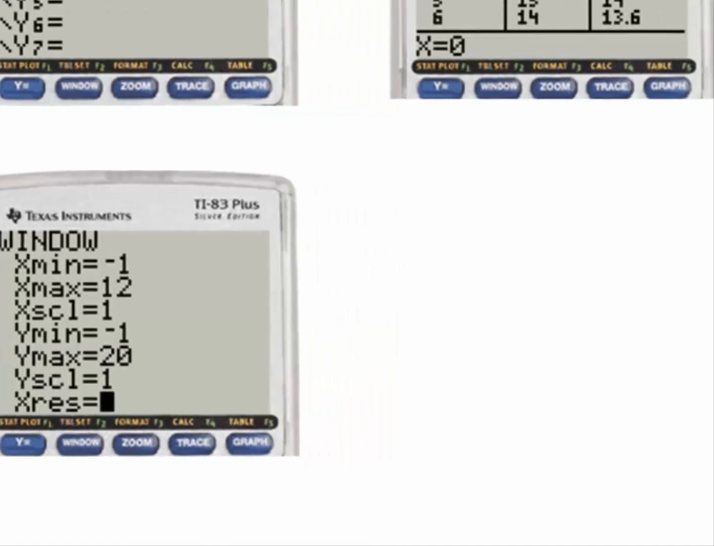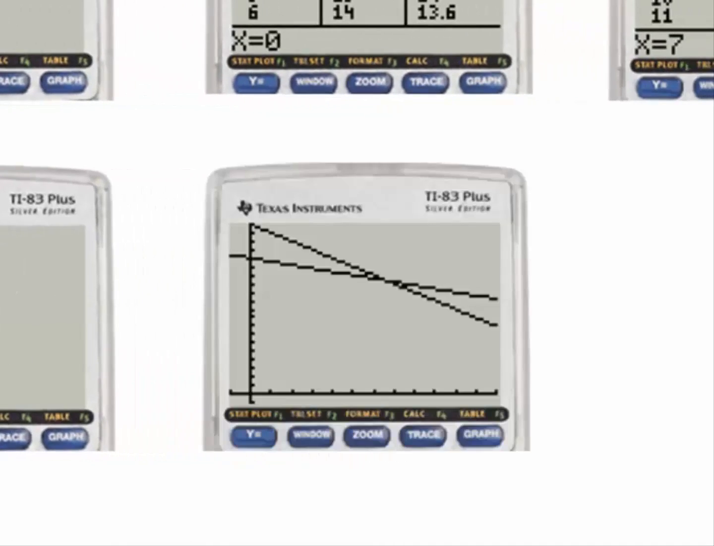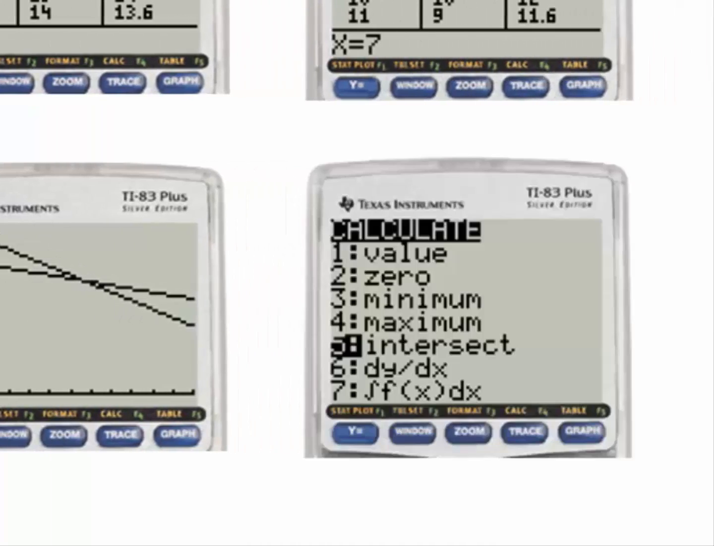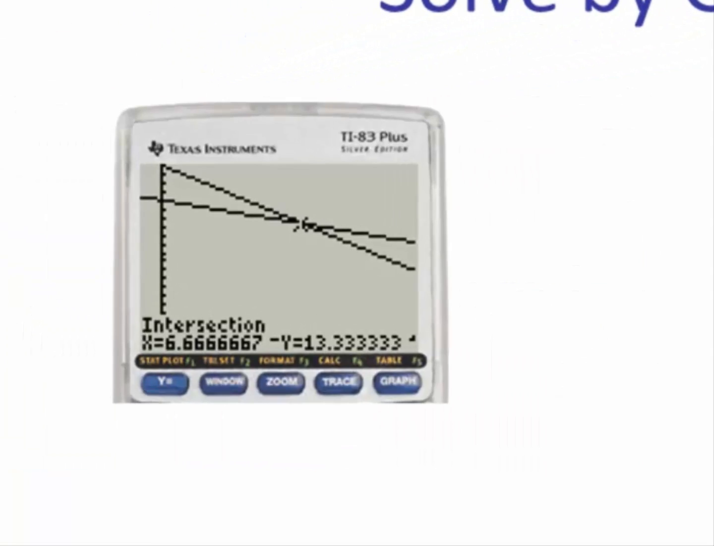Using this window setting, if I press graph, I see that this is the graph where the intersection is about here. If we hit second trace, which is the calculate feature, I go down to number 5, which is intersect. Choose the two equations and hit enter for a guess, and the calculator is telling me the intersection is about 6.67 and the y value is about 13.33.